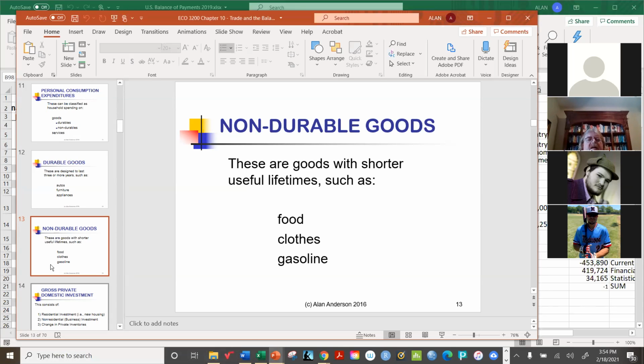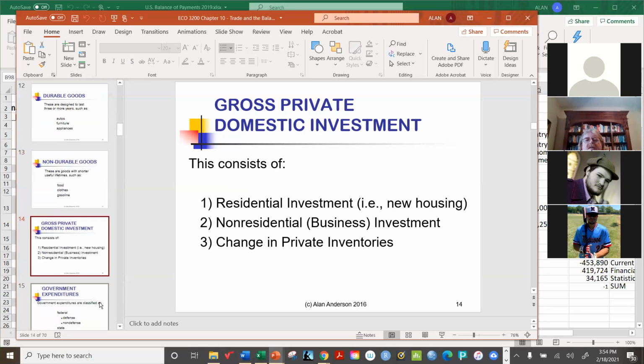Well, now that brings us up to the second category, which has a very long title: gross private domestic investment. And this consists of some interesting categories. We have residential investment, which is another name for new housing. So if you buy a new house, this is not consumer spending. This is considered to be an investment. All right, that's how important this is. It's an investment because you can live there for the rest of your life. It's expensive. Okay, that's why the government thinks of this as an investment.